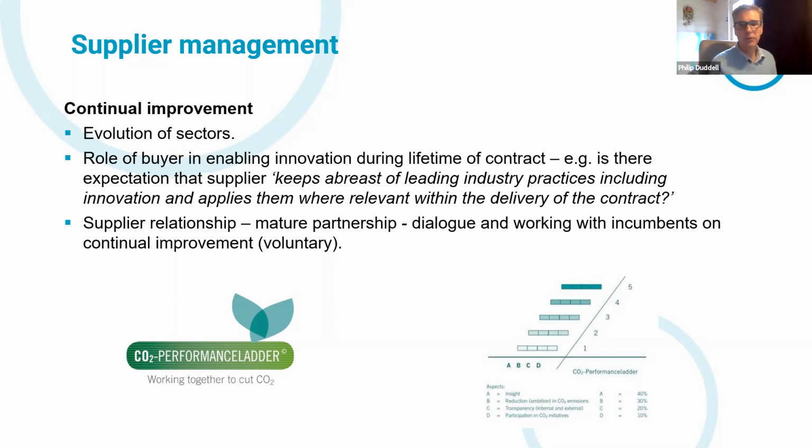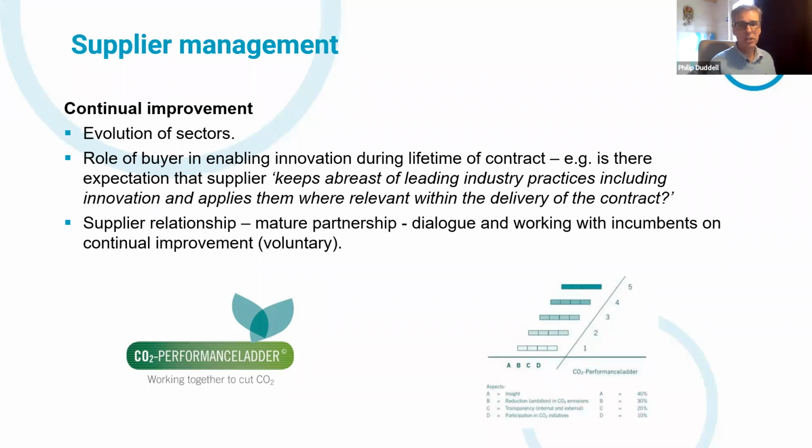The CO2 performance ladder is one that has been used in Europe and has actually been used within tenders. It has 5 levels, and it identifies what the suppliers are doing regarding reducing carbon within their organization, and it is being used as part of a tender exercise to differentiate to some extent between tenders as part of that process.